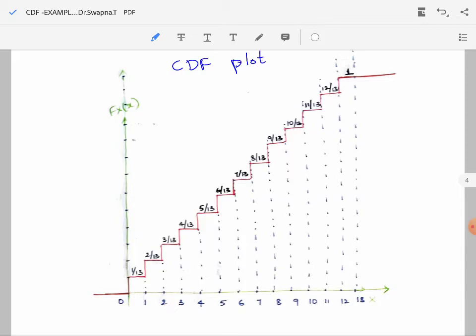At 2 to 3 by 13, at 3 to 4 by 13, and so on it continues up to 12. At 12, F_X of x is equal to 1, so it makes a transition to 1 and it continues to stay at 1. So this is your cumulative distribution function, the plot of it.